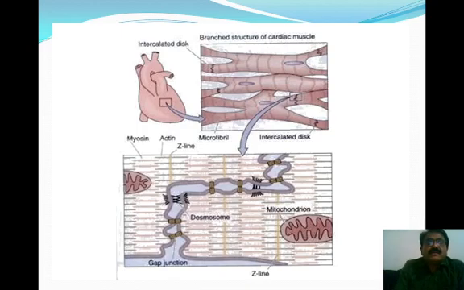Here in cardiac muscle there is an anatomical connection in the form of the intercalated disc. Here we clearly see the intercalated disc which is present in cardiac muscles.